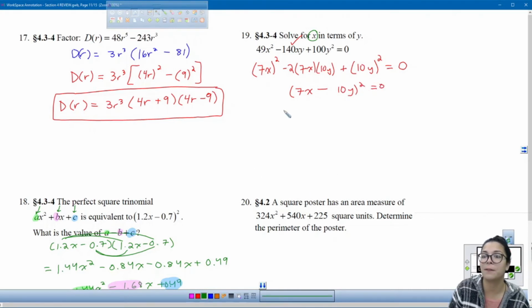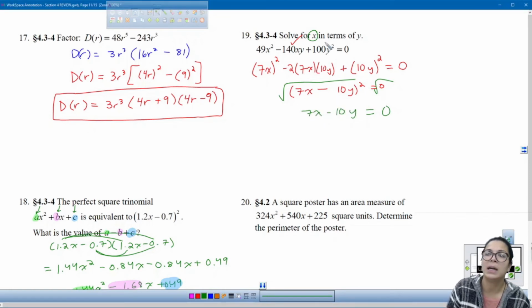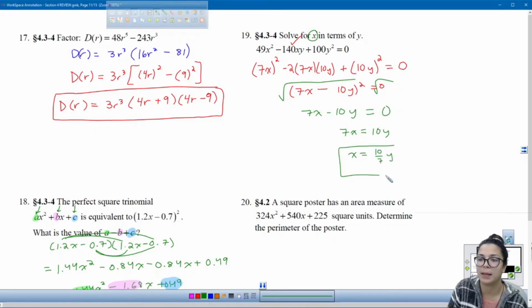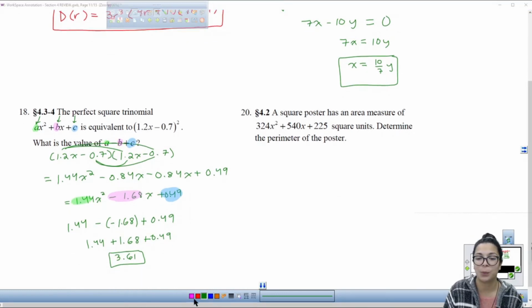Now we are trying to solve for x, so I'm going to go ahead and square root both sides. Okay. Now we do get plus minus 0, but 0 is neutral, so it's just going to be 0. And then we're solving for x, so that means I need to add 10y to both sides and then divide by 7. And that's all she wrote. All right, let's move on to number 20.